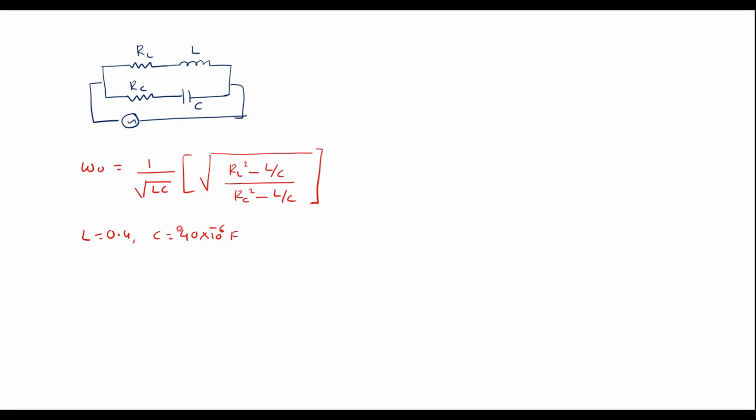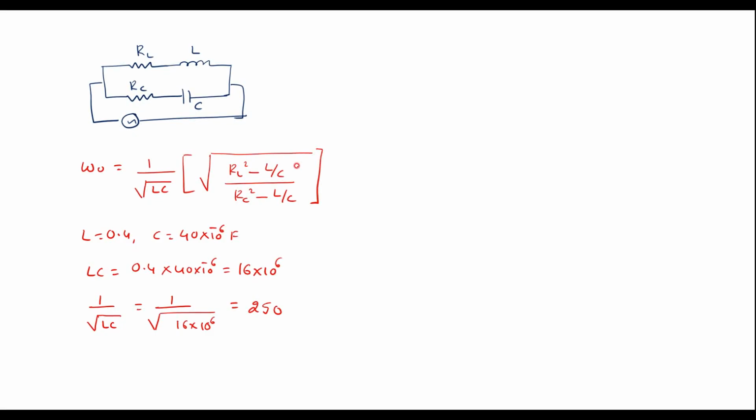For easy simplification, I will first calculate 1 upon square root of LC, that is L into C, which can be given as 0.4 into 40 into 10 power minus 6. Calculating this, we get 16 into 10 power minus 6. So 1 upon square root of LC is equal to 1 upon under root 16 into 10 power minus 6.